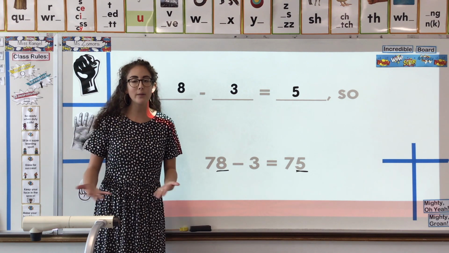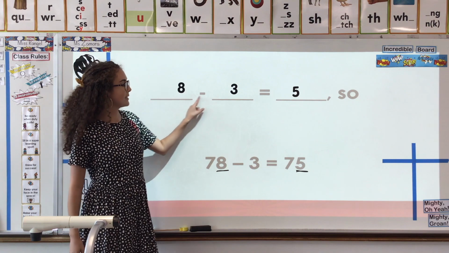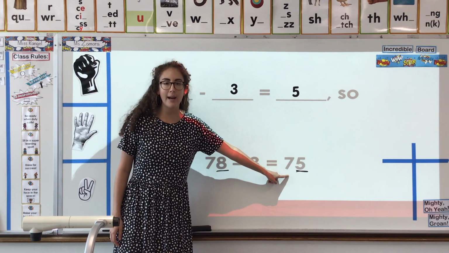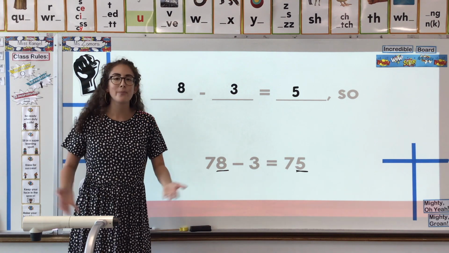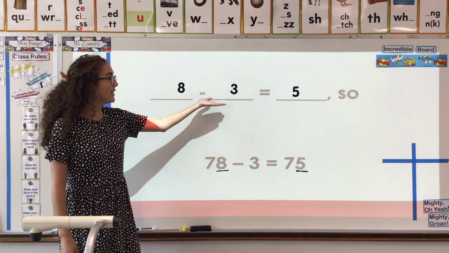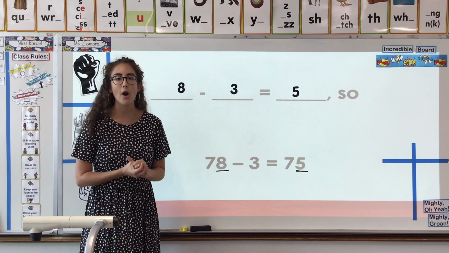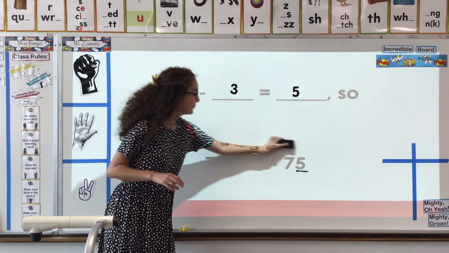Because we knew that all we had to change were our ones, when we subtracted our ones, we got 5, and that fed into our answer. Our tens place didn't change, so we didn't have to worry about it. So this is our simpler equation that we used to solve our bigger problem. Let's look at the other one we were looking at.